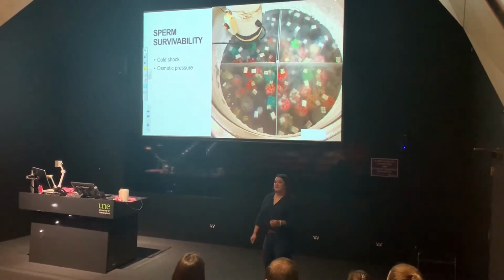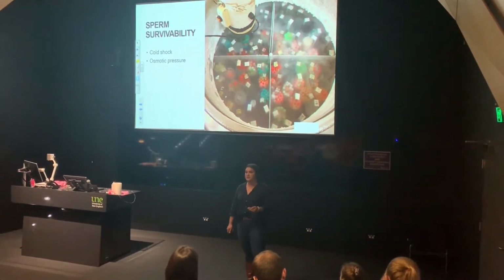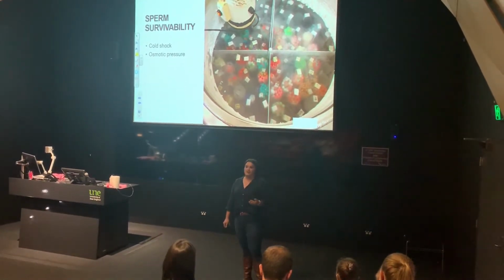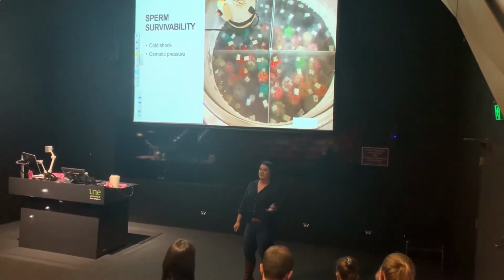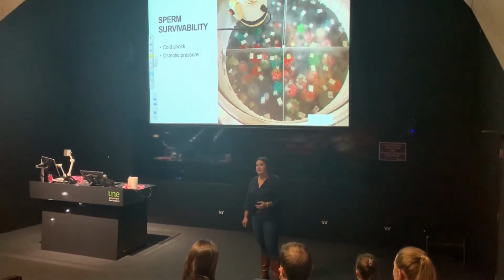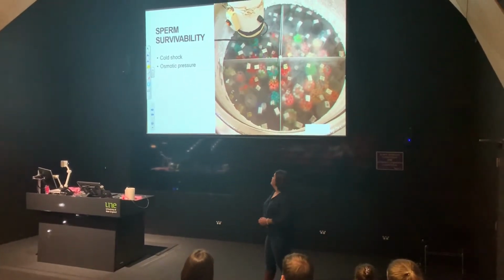You also will have osmotic pressure, so that is when you're adding your B diluent or a solution to the sperm that's too high in concentration, or you're adding it too quickly. So you'll see a mass efflux of water from the sperm cell, and that will cause dehydration and the rupture of the sperm cell membranes, and most often death of the cell.